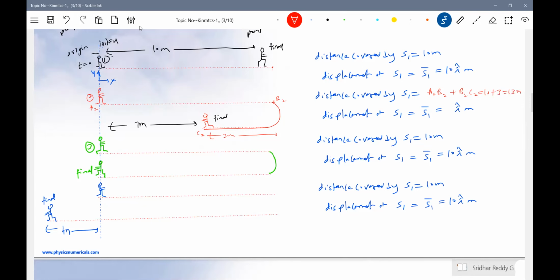What about displacement? Displacement will be the shortest length. So actually this is a path. Path is like this. What is the shortest length? It will be 7 i cap only.